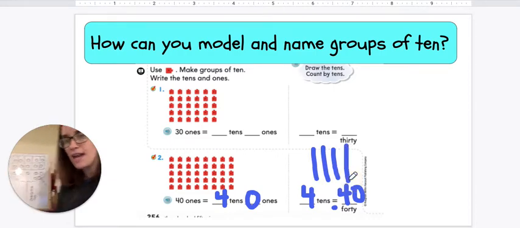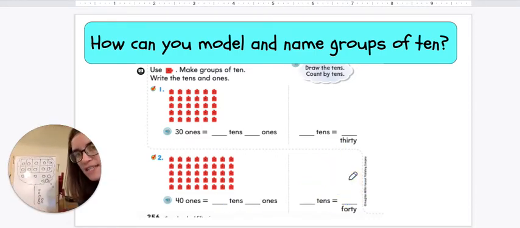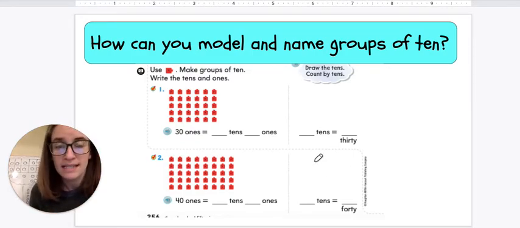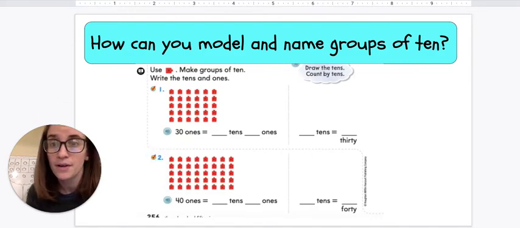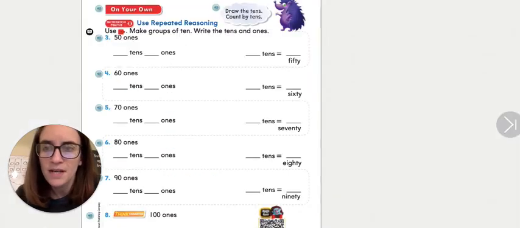Just like yesterday, I drew my quick pick of 17 that had 1 10 and 7 1s. 4 10s has 4 sticks here. So as I'm looking through my work today, I want you to really pay attention to some patterns that you might see. So I just did number 1 was 30, number 2 was 4 10s. Today in your math work, you're going to see other patterns too.